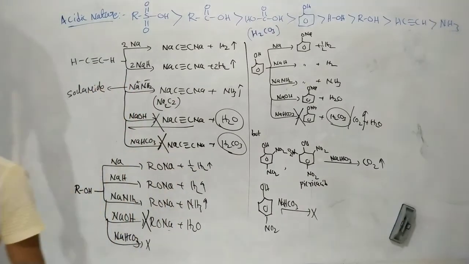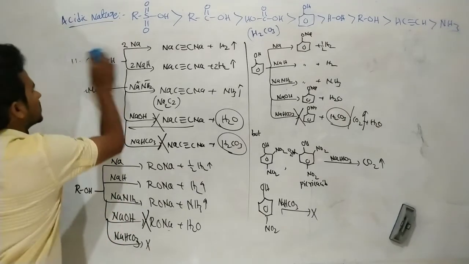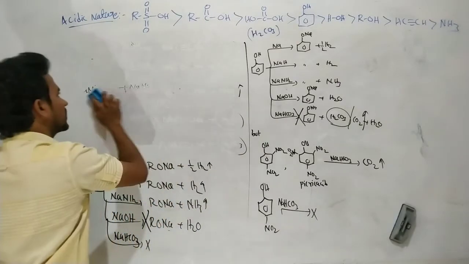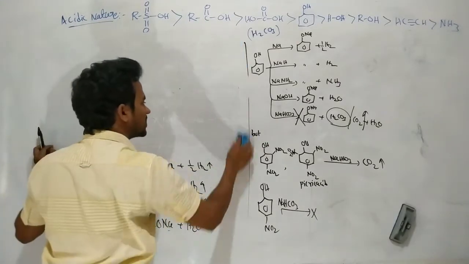And next, let us discuss the reactions of the carboxylic acids. Carboxylic acids are more acidic.